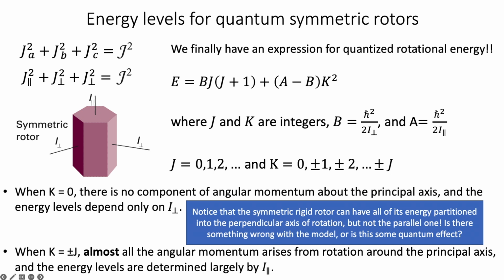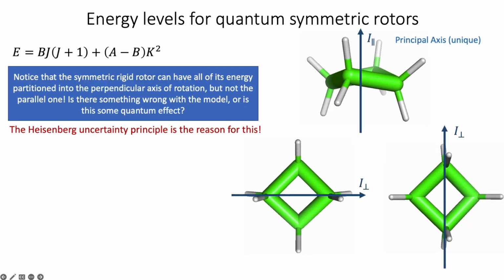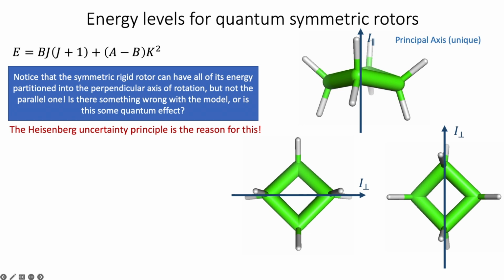So that's weird, right? When you see this, it should sort of jump out at you: hang on, why is that not allowed? And you might think, okay, maybe there's something wrong with the model, but maybe it's something else. In fact, maybe it is some weird quantum effect going on here. And yeah, it sure is some weird quantum effect. It's one of the most famous ones. It's the Heisenberg uncertainty principle.